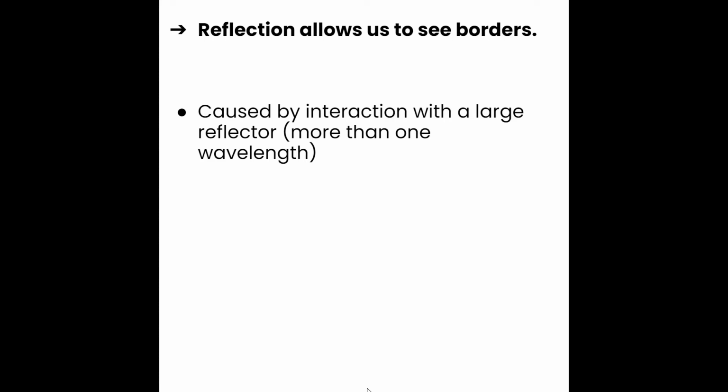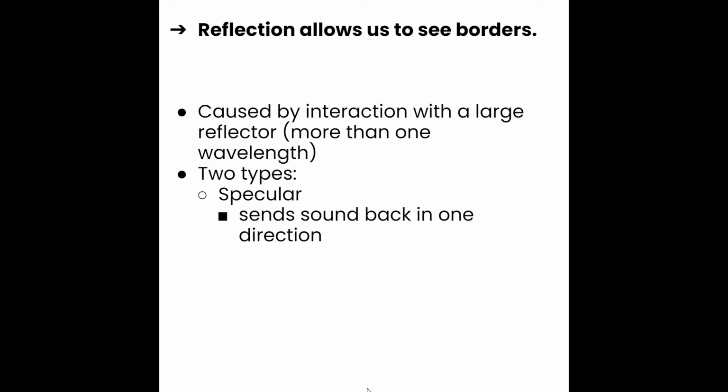Now, there are two types of reflections that occur in the body. The first type is specular reflection, which we can think of as a mirror-like reflection. And these are going to be very strong reflectors because they send sound back in one direction, very organized, back the direction from which it came. We usually see specular reflections from surfaces that are smooth. So think like the diaphragm, vessel walls. Those are very smooth structures.